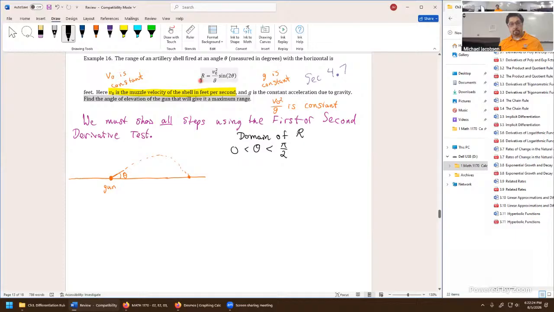You could call this R prime, or dR/d theta wouldn't be a bad approach. We're emphasizing that the actual variable is theta itself. So I'll go in Leibniz notation, dR/d theta. Next step is, there's a good old constant multiple rule here. V naught squared divided by g just stays right where it is.